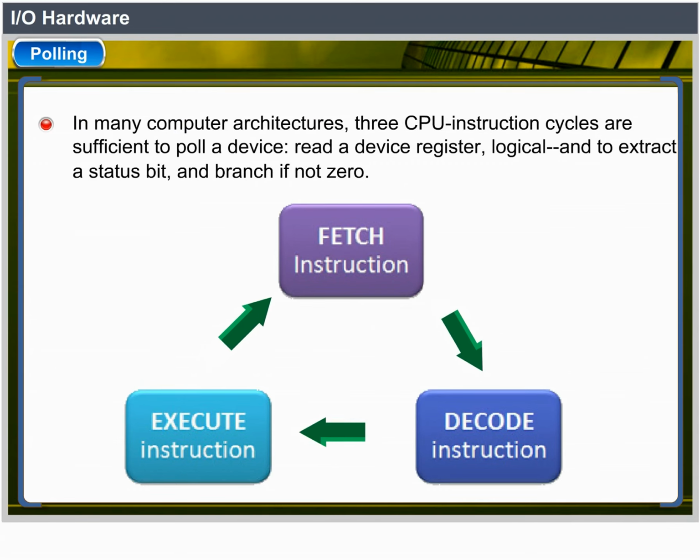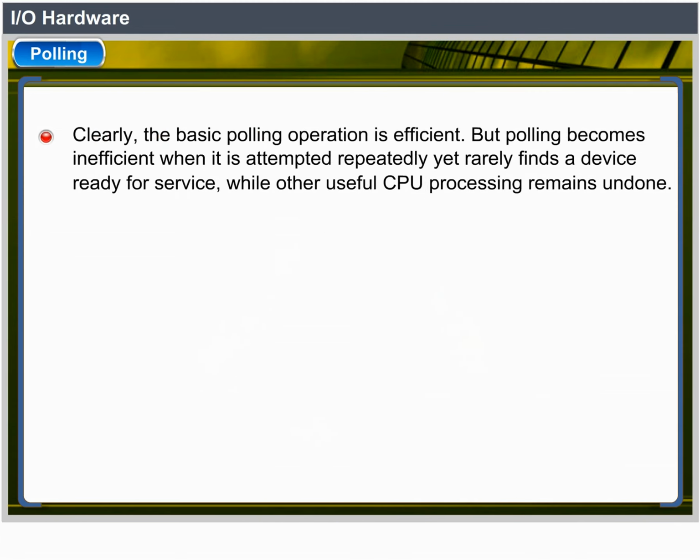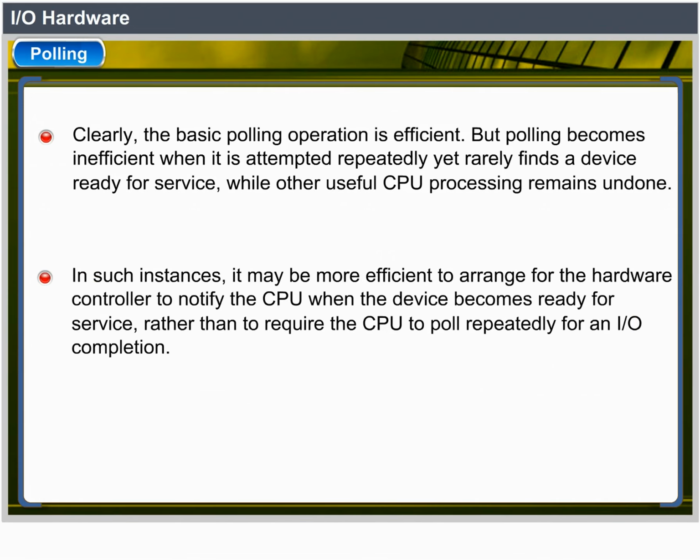Clearly, the basic polling operation is efficient, but polling becomes inefficient when it is attempted repeatedly yet rarely finds a device ready for service, while other useful CPU processing remains undone. In such instances, it may be more efficient to arrange for the hardware controller to notify the CPU when the device becomes ready for service, rather than to require the CPU to poll repeatedly for an input-output completion. The hardware mechanism that enables a device to notify the CPU is called an interrupt.